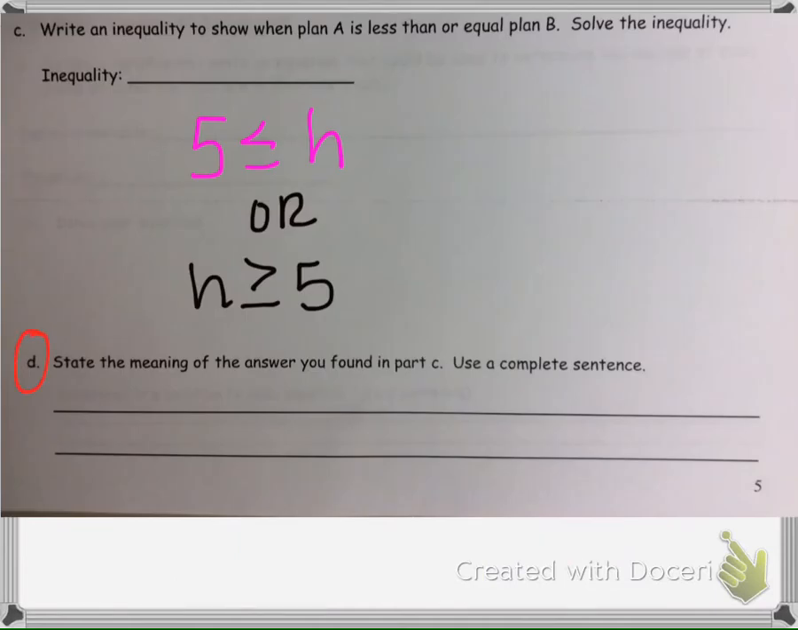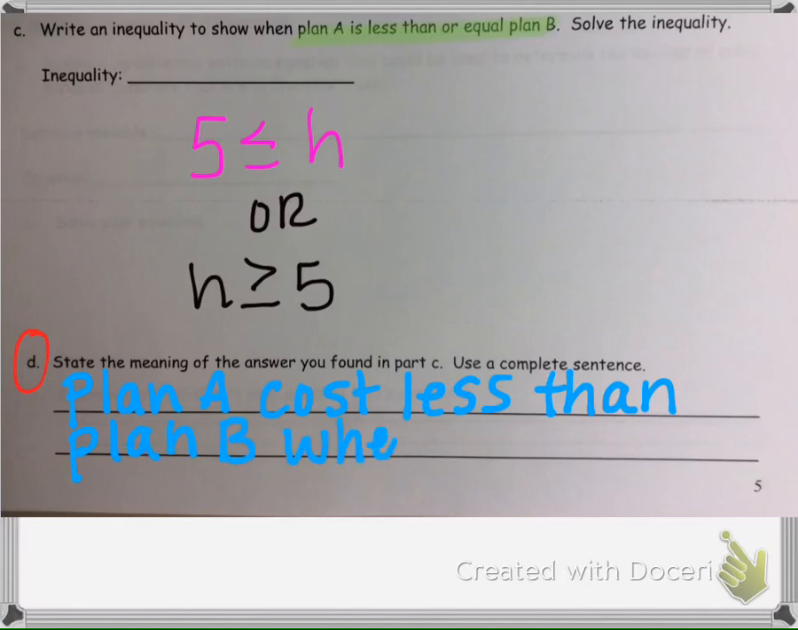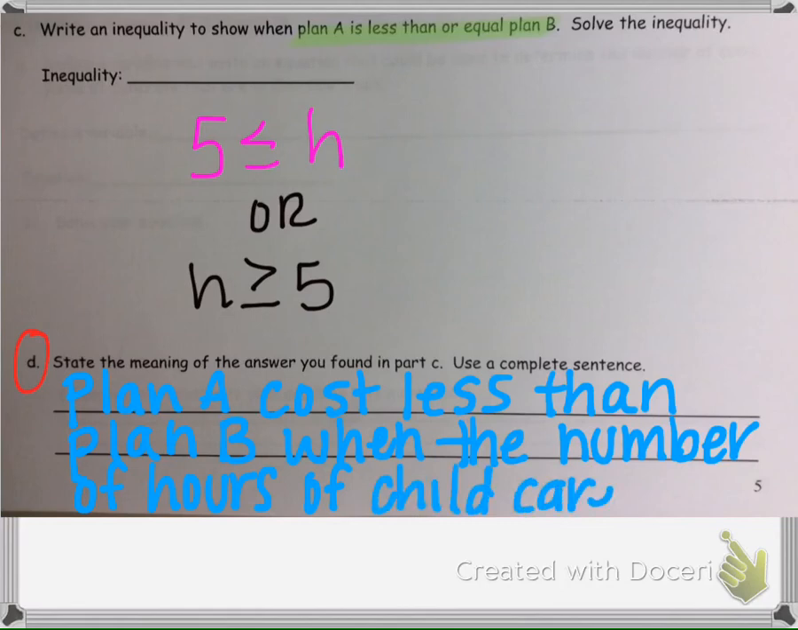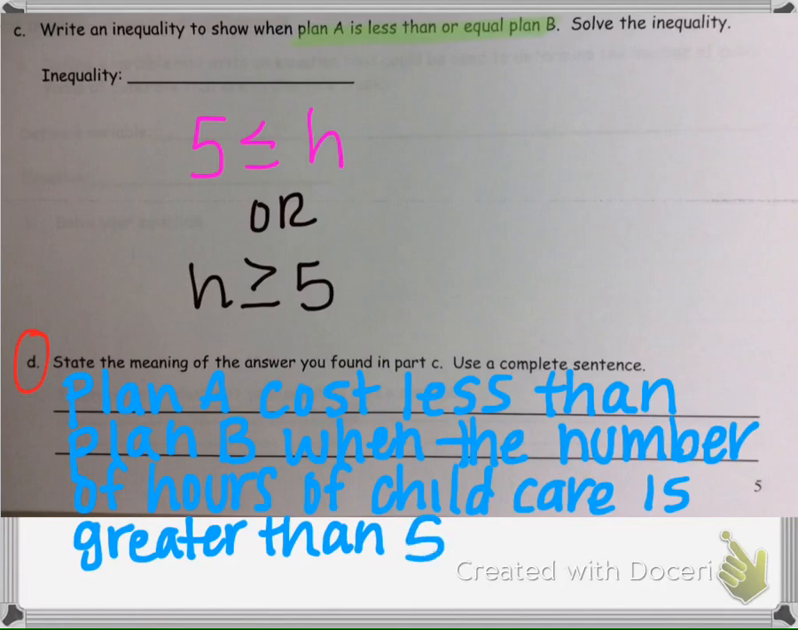Okay, so now part D says, state the meaning of the answer you just found. Well, if we go back here, this inequality represents when Plan A is less than or equal to Plan B. So we could say Plan A costs less than Plan B when the number of hours of childcare is greater than 5, because it says that the number of hours, h, is bigger than 5.